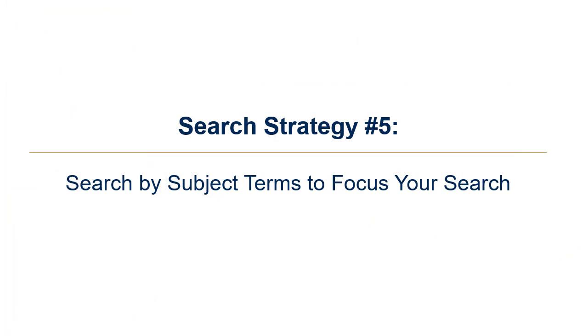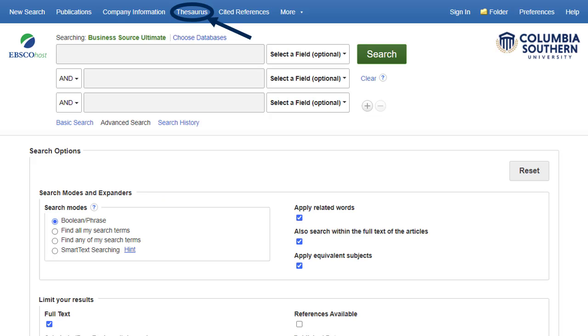Search strategy number 5. Search by subject terms to focus your search. Within many library databases, you'll find a subject terms or thesaurus tool. These tools allow you to explore the specialized vocabulary that has been used to categorize and tag each article according to the topics the article addresses.